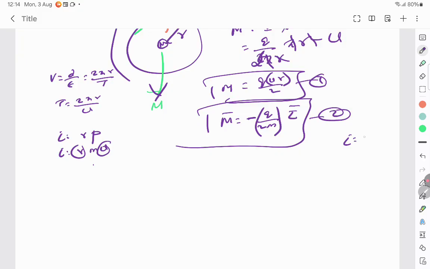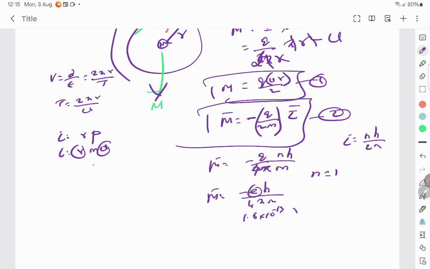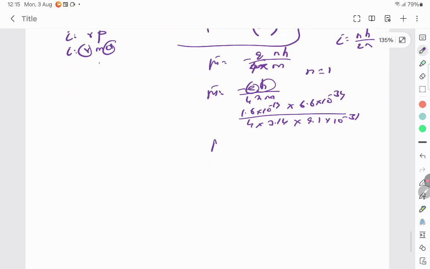And you also know from last year, L is equal to nh by 2 pi. Substituting that, you will get minus Q by 2m into nh by 2 pi. So it will become 4 pi m. In this you write n is equal to 1. You get M is equal to minus Q, which is the charge of an electron, into h by 4 pi m, where e is 1.6 into 10 to the power minus 19, h is 6.6 into 10 to the power minus 34, Planck's constant, 4 into 3.14 into mass of the electron, 9.1 into 10 to the power minus 31. You get Bohr's magneton.